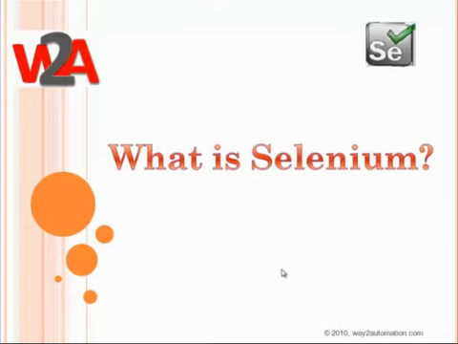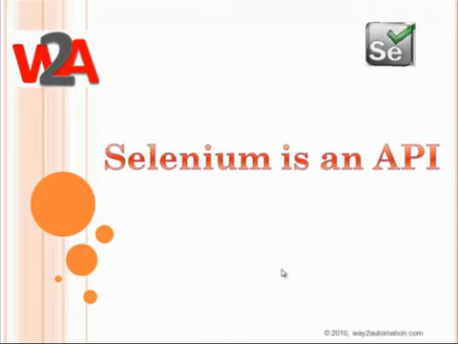So if Selenium is not a tool, then what exactly is Selenium? Selenium is an API. Yes, Selenium is basically an API, an application programming interface. So what's an API? It is a set of libraries, various classes and methods inside it, which we can import in our project and access the methods and functionalities implemented in that library. In some time you will be completely familiar with Selenium and all its major components.